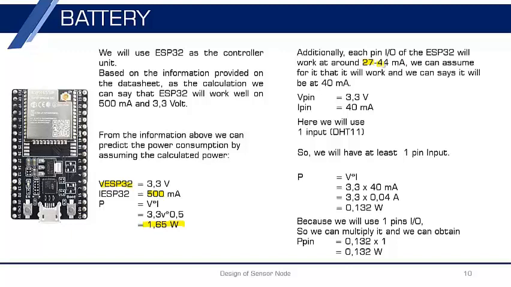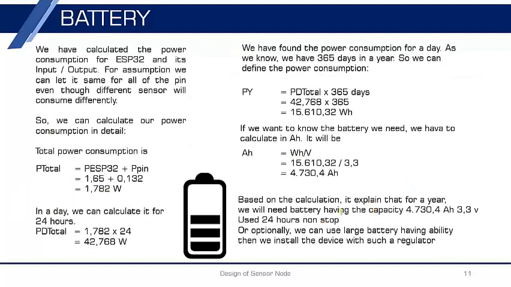And additionally, a pin input or output of ESP32 will work around 27 until 45 or 44 milliamperes. So we can assume that it will work at 40 milliamperes, and we just use one input, right, GPIO 11, and we get 0.132.